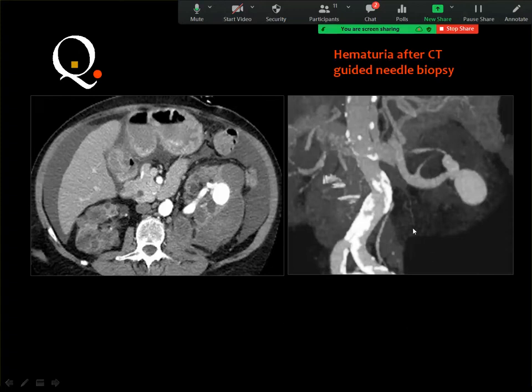Then this patient presented by hematuria after CT-guided renal biopsy.